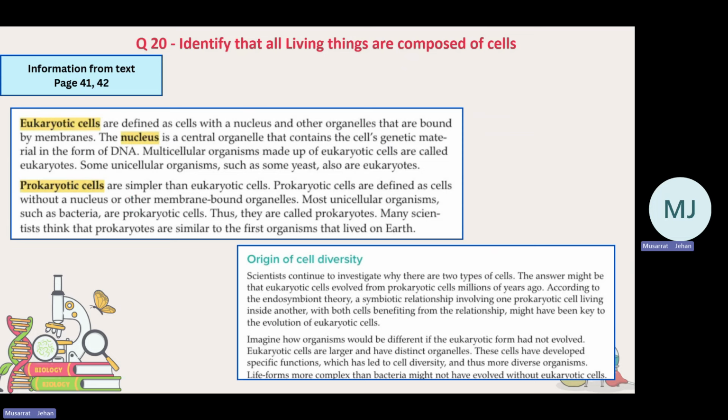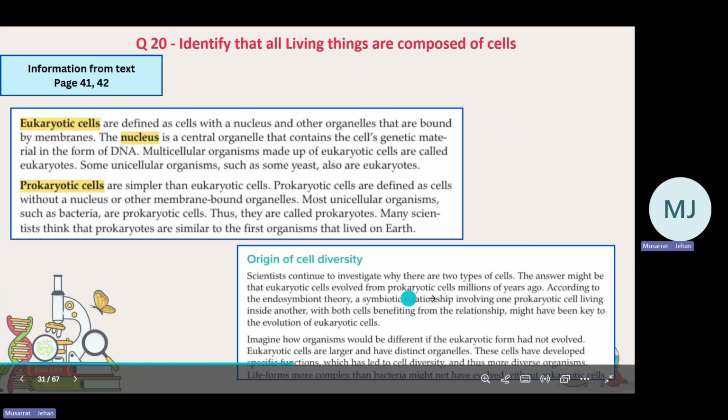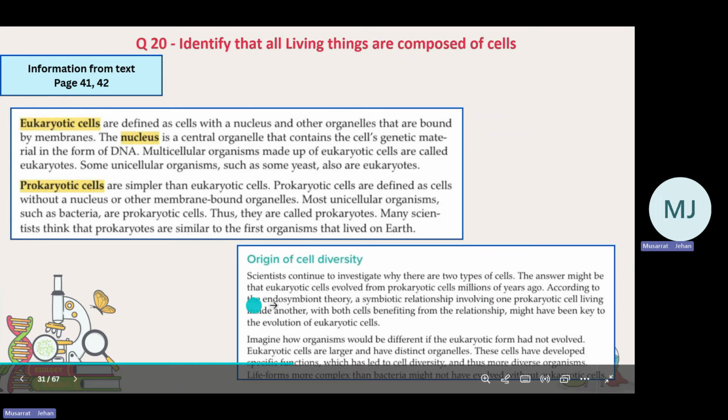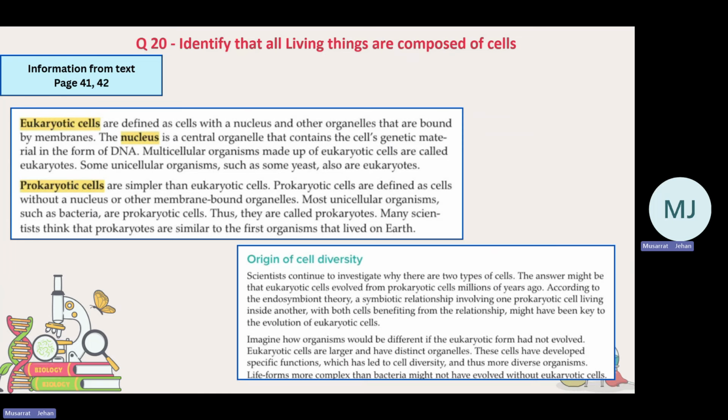So the scientists think that eukaryotes have evolved from prokaryotes. Scientists continue to investigate the two types of cells, and they said that the eukaryotic cells evolved from prokaryotic cells millions of years ago. What did they say? They said that it is because of the symbiont theory. Symbiotic relationship is where both the individuals are gaining from each other. They are benefiting from each other. So the scientists believe that there was a prokaryote living inside another prokaryote, and they both were benefiting from each other, and this is how the eukaryotic cell was formed.